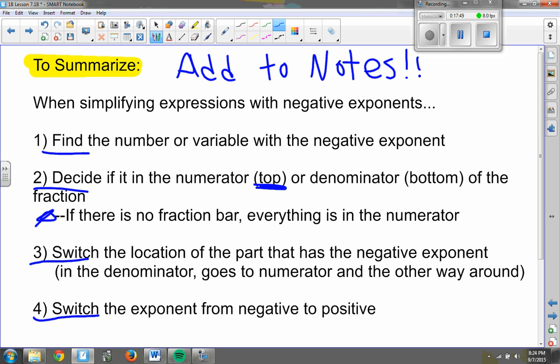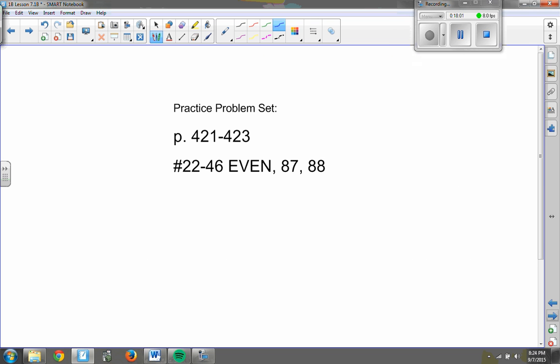Those 4 steps should prepare you very well to start then your practice problem set. So pause the video, add these 4 steps to your notes, then you can start your practice problem set, which is right there. If you have any questions, please, please, please ask me in class tomorrow.